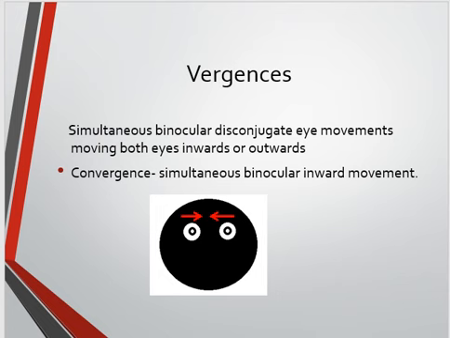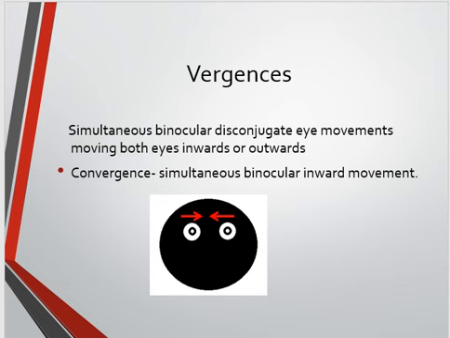So far we discussed ductions, which are uniocular movements, and versions, which are conjugate binocular movements, that is two eyes moving in the same direction. Now the next type of ocular movement is vergence, which are simultaneous binocular disconjugate movements, that is both the eyes move in opposite directions. For example, both the eyes moving outwards, that is right eye is moving outwards and left eye is moving outwards as well, that is called divergence.